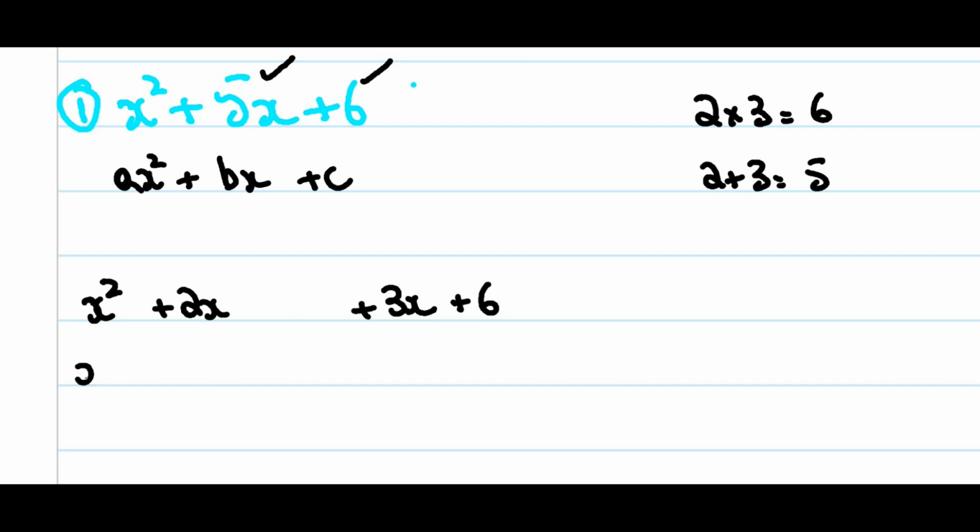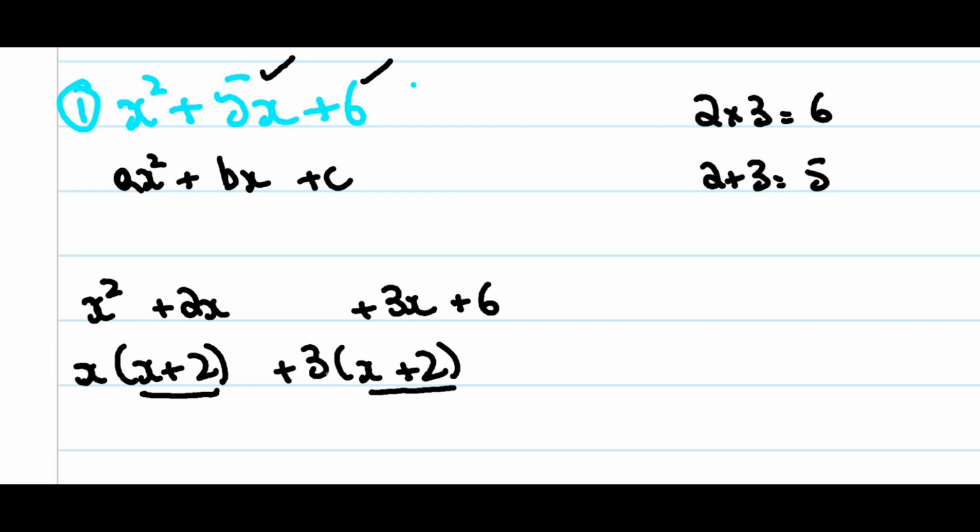Now we will take x as common and we will get x plus 2, and over here we will take 3 as common and we will get x plus 2. Note the fact that both of these brackets are the same. If both of these brackets are the same, then your initial answers would be correct. Now we will take x plus 2 in common and we would be left with x plus 3, and hence this is your answer since you have factorized.